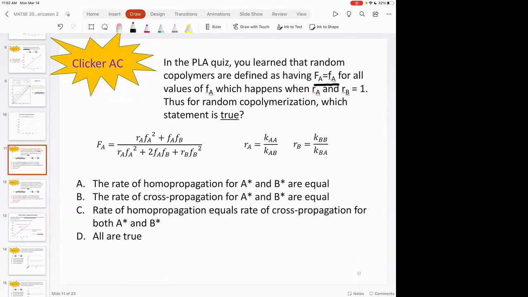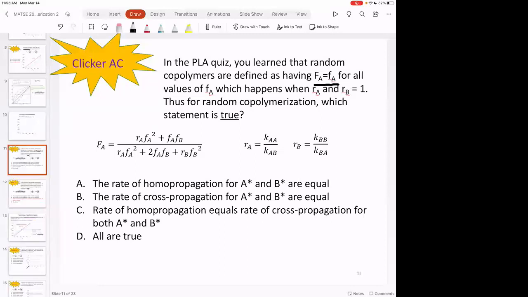A active chain end reacting with A monomer. What's in the denominator? What is KAB? What fundamental reaction? A active chain end adding a B monomer. So it's always homopropagation over heteropropagation. That's always how reactivity ratios are defined.